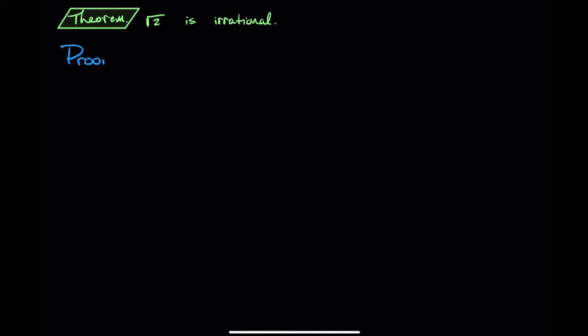This is a classic problem. Square root of 2 is irrational. So we're going to, again, assume to the contrary that the square root of 2 is rational. And then hopefully we get a contradiction somewhere, which means that our assumption was wrong.